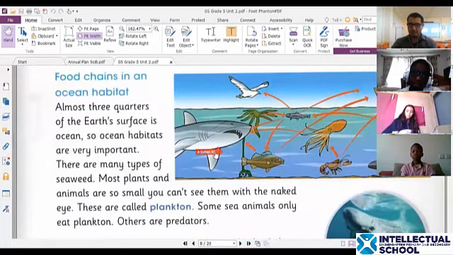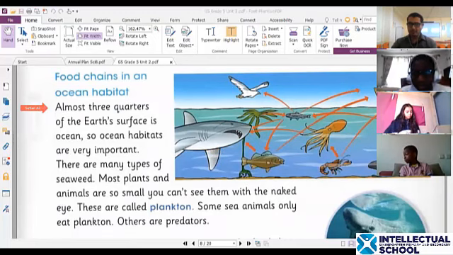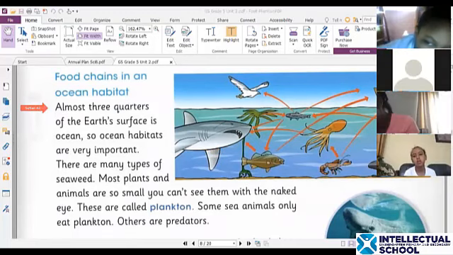So now they have given us the ocean habitat, food chain in an ocean. Nicole, can you read, Nicole?